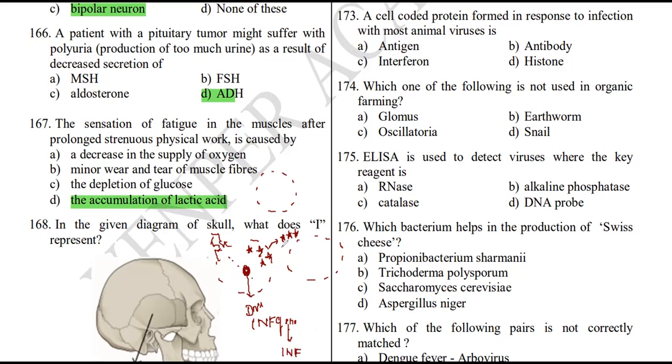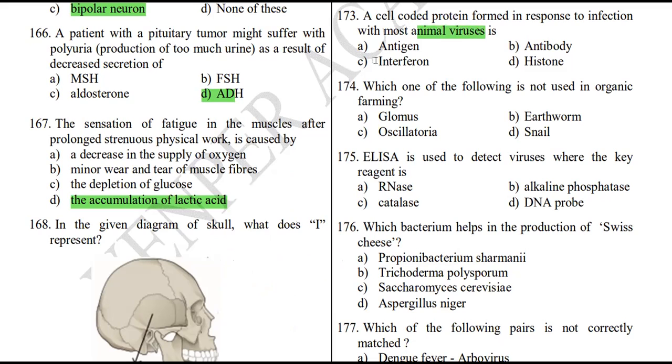Now what happened? The interferons come out, and there is an interferon receptor present in the neighboring cell. The interferon comes and binds to it. As the interferon binds to the interferon receptor, the cell's nucleus is stimulated to produce antiviral proteins, and these antiviral proteins kill the viruses. So the virus is not able to enter, or even if it has entered, the antiviral proteins kill it. So which of the following is produced in response to infection with animal viruses? It is interferons.